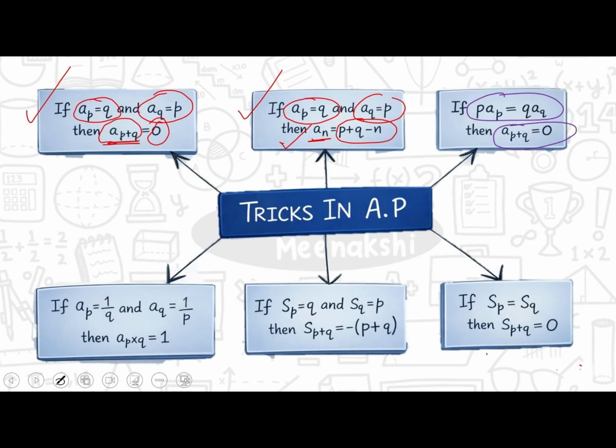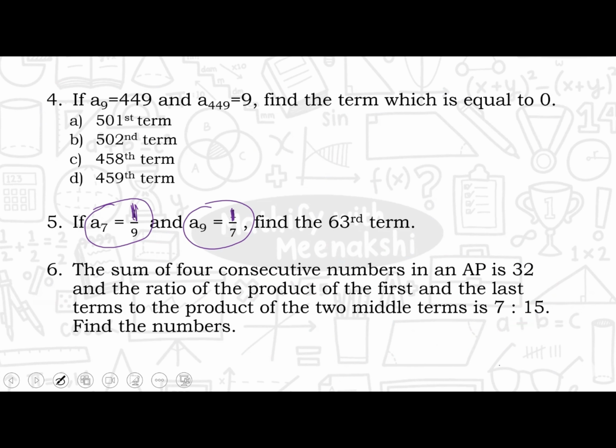Yes, we have. See here carefully. If the pth term is 1 by q and the qth term is 1 by p, then the product term, that is a p into q, is always 1. So see, can we use that trick here? Yes. We can say that a 7 into 9th term is always 1.